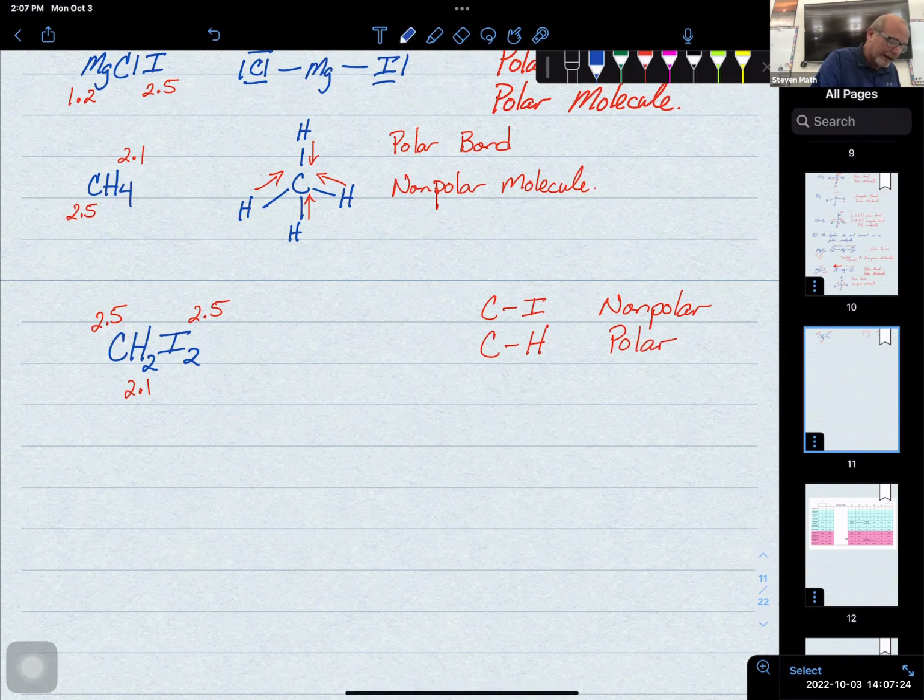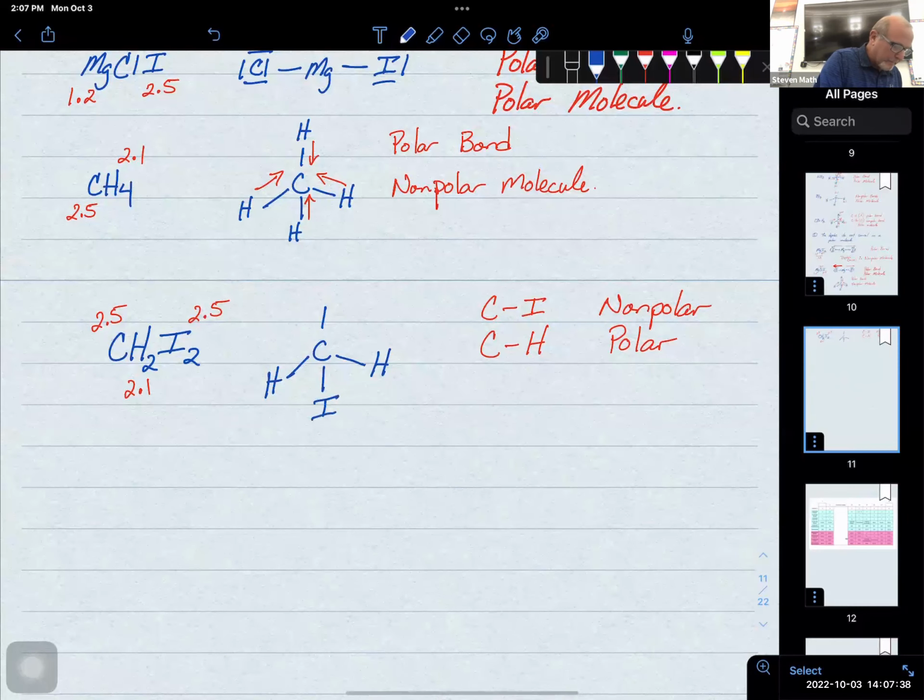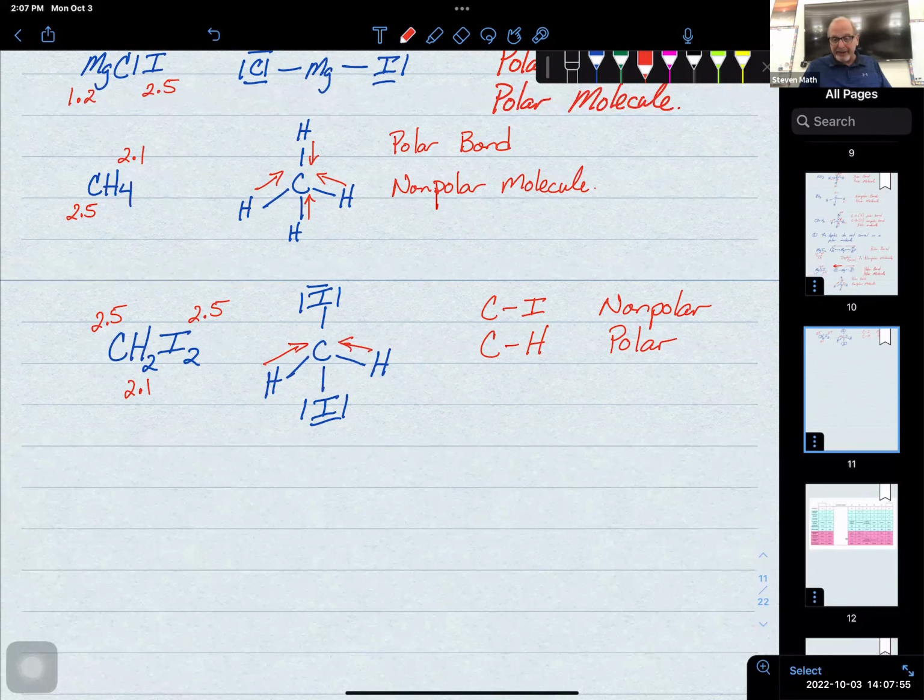And now we have to draw it. And because we're looking at it three-dimensionally like a tetrahedral here, it doesn't matter where you put them. We can try to balance it, but we'll do a model building exercise and make sure your iodines get their lone pairs. But this is going to have dipoles going in and in. The iodine doesn't have a dipole, it's nonpolar. This molecule is a polar molecule.